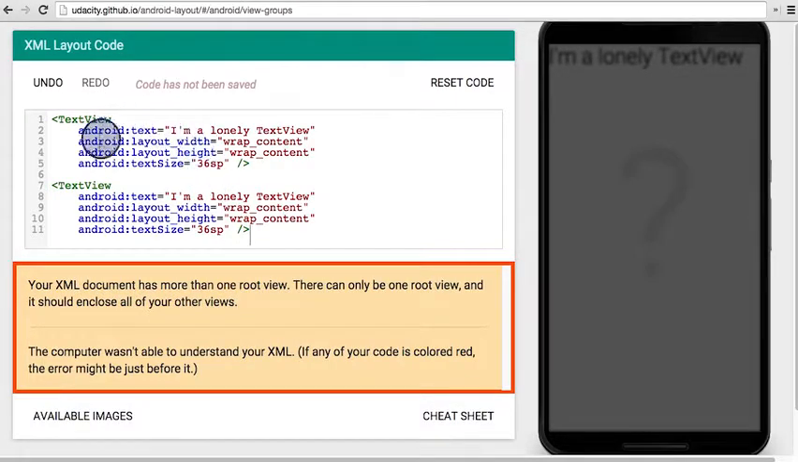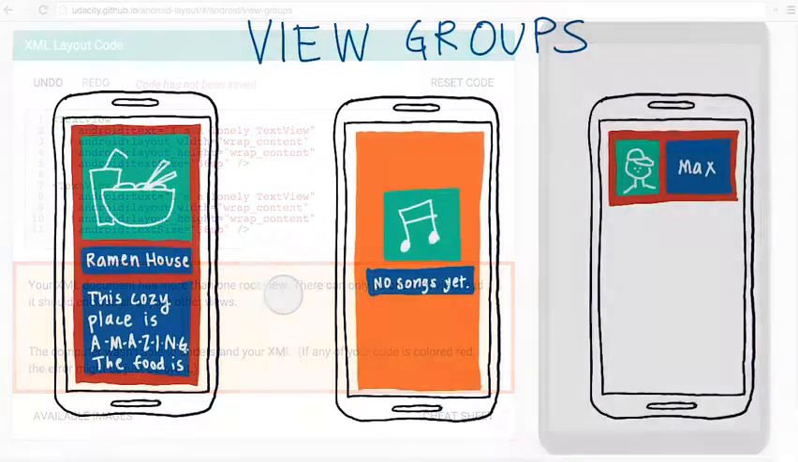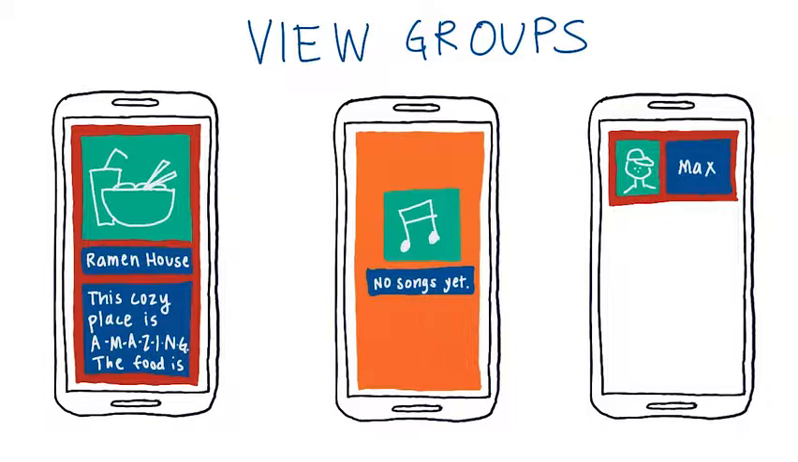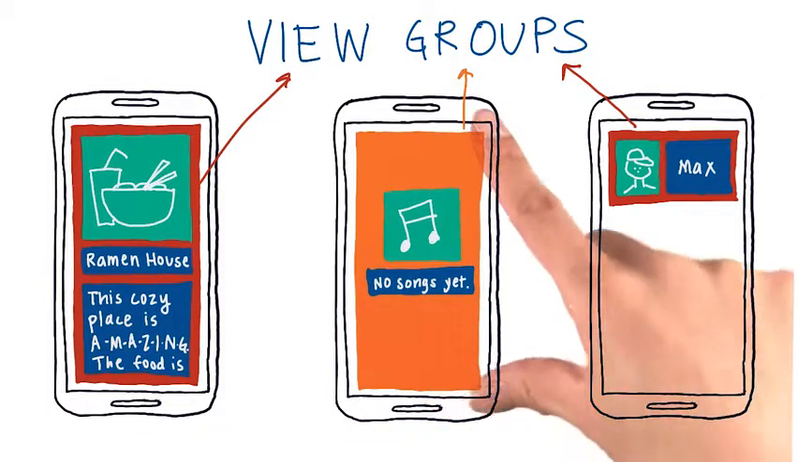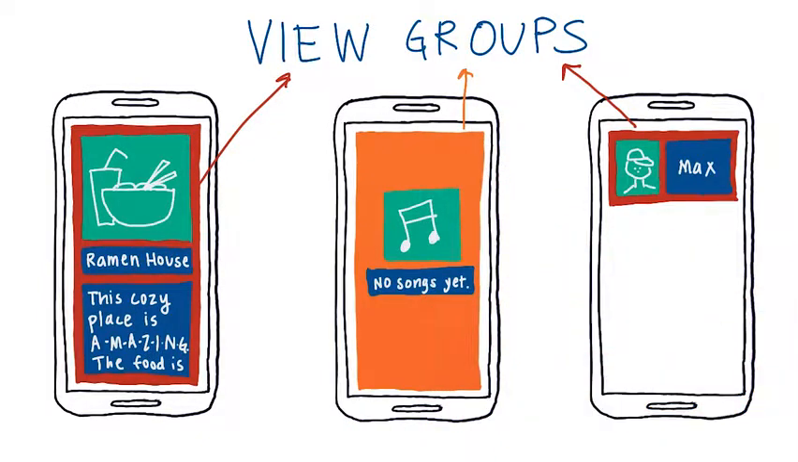If we want both of these text views to appear on screen and not be lonely anymore, then we need to put them in a view group. The view group will then be the single root view for the layout. View groups are also views, and they are rectangles on the screen. For example, the red and orange rectangles here are all view groups. They can have a width, a height, or a background color, or other attributes.